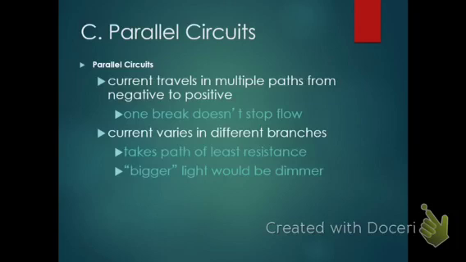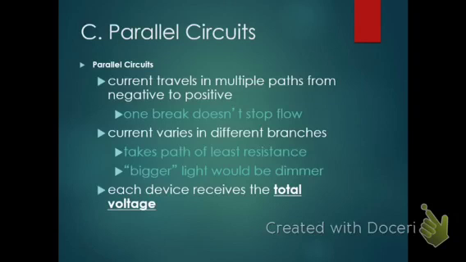That's a series circuit. The Christmas tree lights that are in parallel, right? When one goes out, the rest of them still work because they have other ways to get there, right? So current takes a path of least resistance, and the biggest light would be dimmer because they're all getting the same amount of energy. So if you're bigger, you're still going to get the same amount. So if you're bigger and you need more, then you're just going to be a dimmer light. Okay? And when you add more lights, there's no change in dimness.